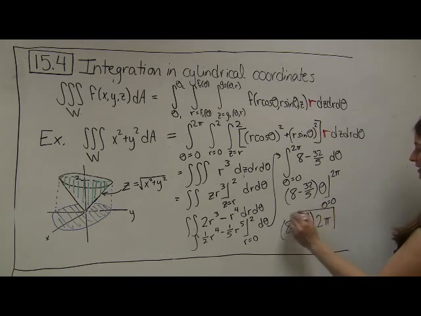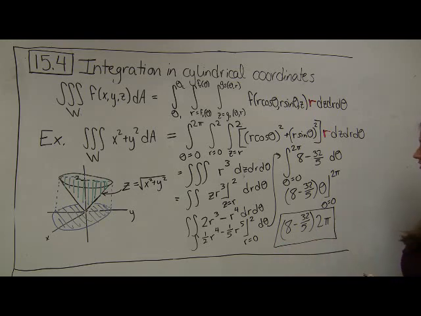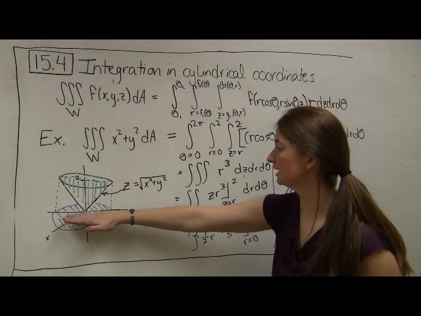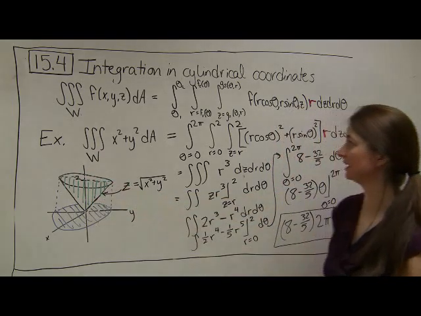I'll leave this as my final answer. Obviously, I could simplify the fractions a little bit. But this is just integration work. The hard part is setting up the bounds. What was the base of this figure, and how did the heights vary?